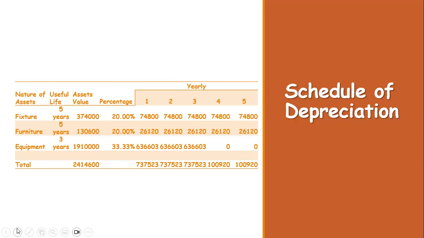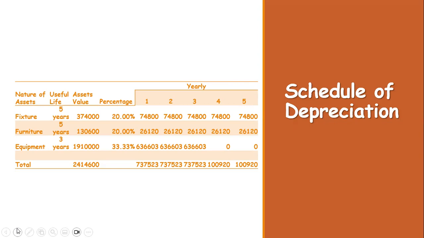Here we have the schedule for the depreciation. First of all, fixtures have a useful life of 5 years. Thereafter, we have the furniture, also having a useful life of 5 years, and equipment having a useful life of 3 years. Vehicles have a 10 year useful life.